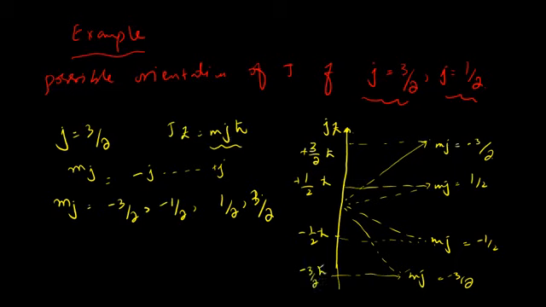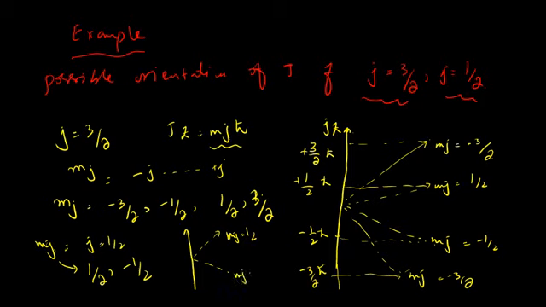Now what will be the orientations of Mj for J equal to 1/2? For J equal to 1/2, only two orientations are possible: Mj equal to plus 1/2 and minus 1/2. So we can plot it like this. Mj equal to 1/2 and Mj equal to minus 1/2. So in the Jz direction, it has the values of 1/2 h-cut and minus 1/2 h-cut.